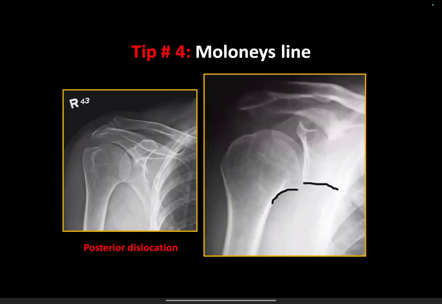Another useful tip in order to diagnose posterior shoulder dislocation is disruption of Moloney's line. Just like in the hip you have the Shenton line, you have Moloney's line in the shoulder. This should form a smooth, continuous line between the medial aspect of the scapula and the medial aspect of the proximal humeral head or neck. If you have a disruption of this line, then suspect posterior shoulder dislocation.